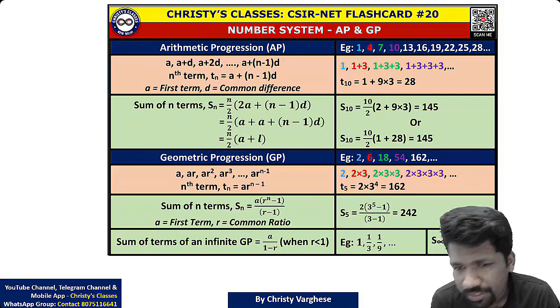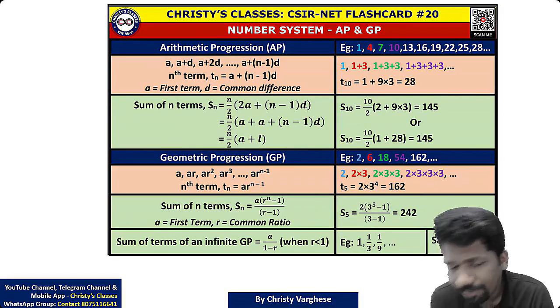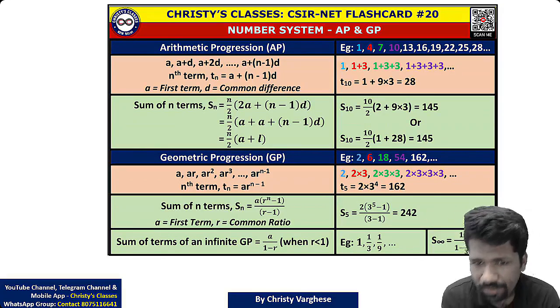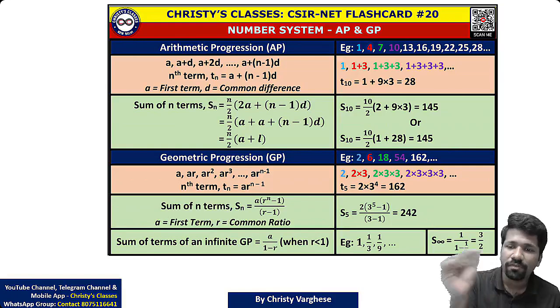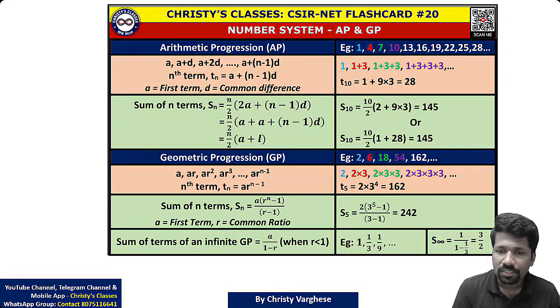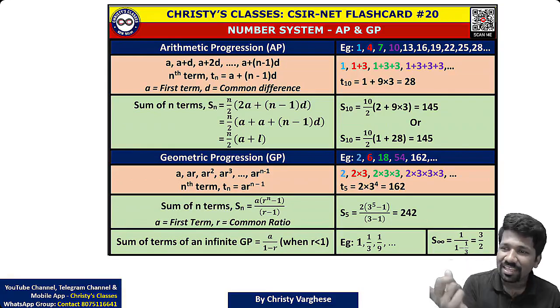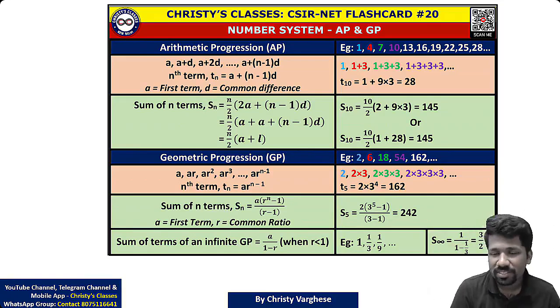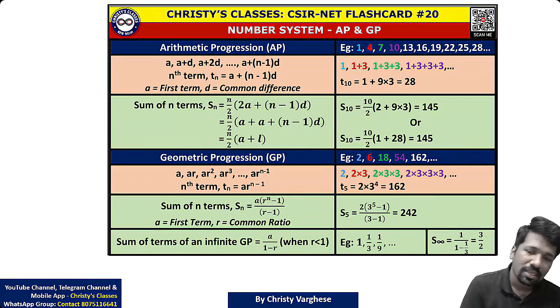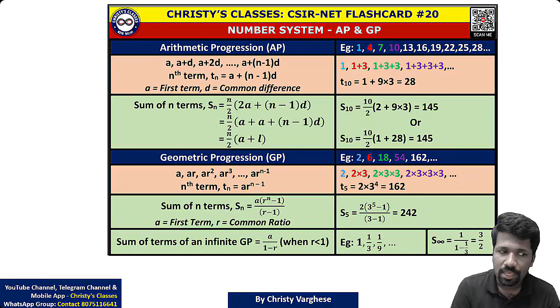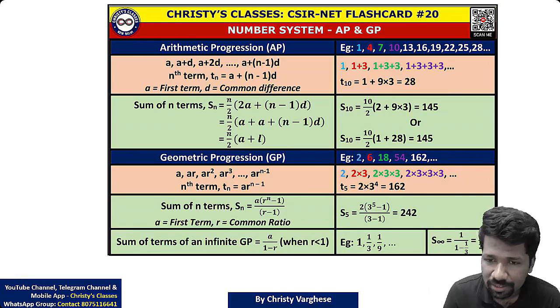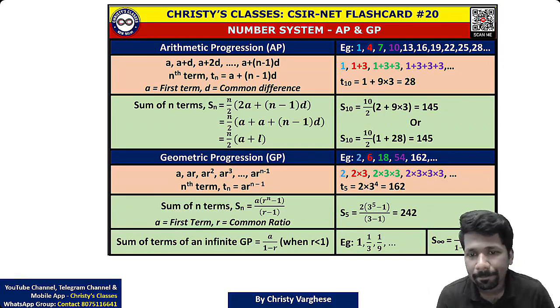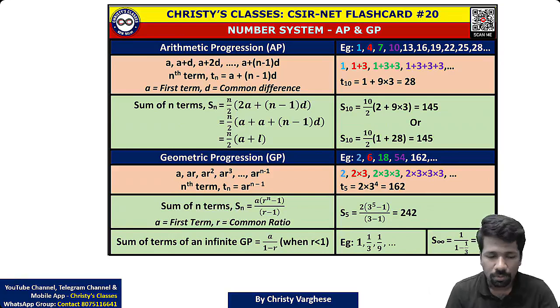GCD and HCF is the same, Shashikala. GCD means greatest common divisor. HCF means highest common factor. Greatest and highest mean the same. Common is the same, and divisor and factor mean the same. So GCD is another name for HCF, Shashikala. That's not a new thing. Highest common factor and greatest common divisor are the same. Clear?